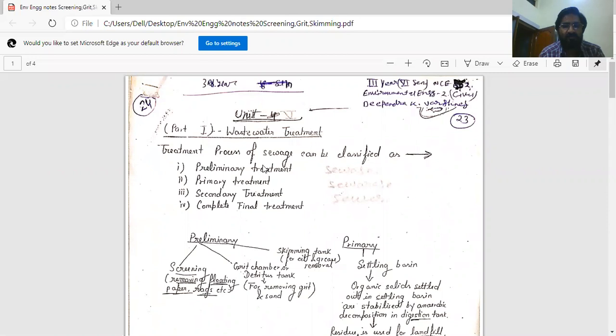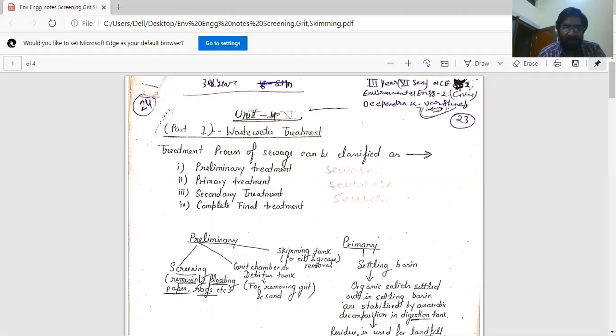The treatment process of sewage can be classified as first, preliminary treatment; second, primary treatment; third, secondary treatment; and fourth, complete final treatment or tertiary treatment. Here, in this lecture, we will discuss preliminary treatment. In preliminary treatment, there are 3 distinct operations.